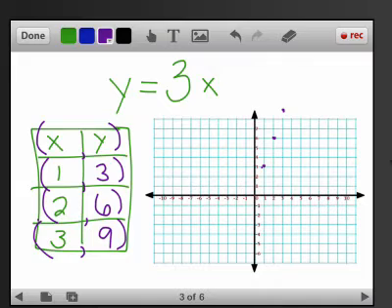My last thing to do is to connect the dots and know that if I were to add more to my chart, the dots would continue to rise up. Let's look at another one.